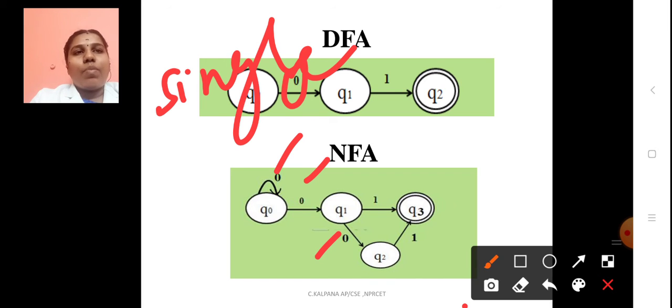While drawing the problem of DFA and NFA, you have to mention whether it has a single transition or more than one transition. In a DFA problem you have to represent a single transition, but in an NFA problem you have to represent more than one transition, that is, we give more than one transition for the same input in NFA.